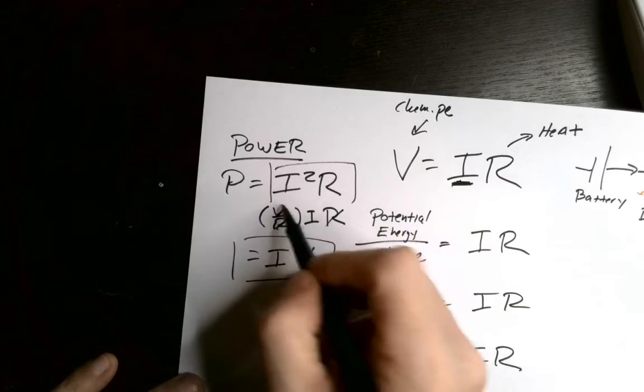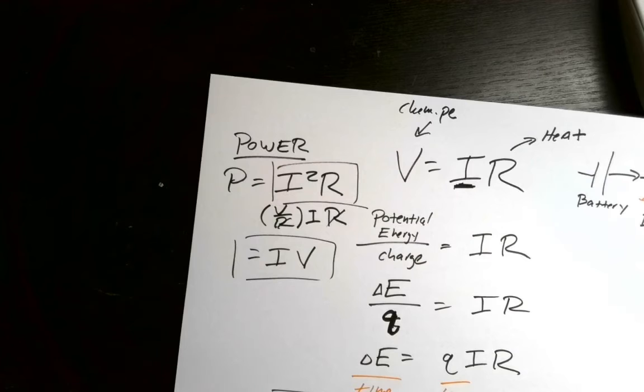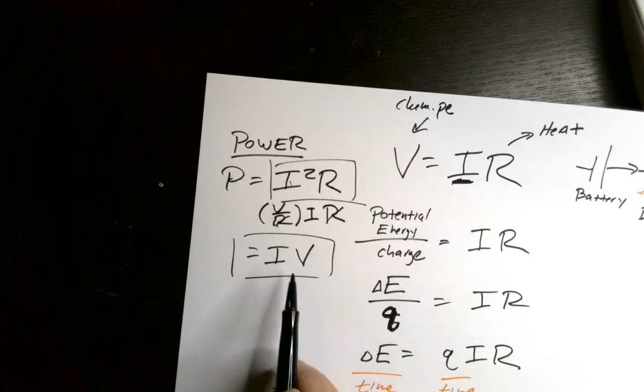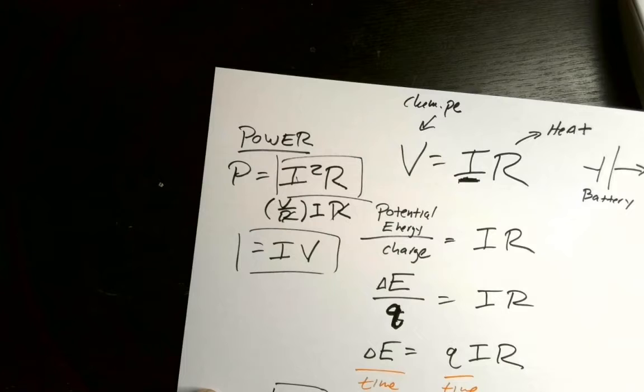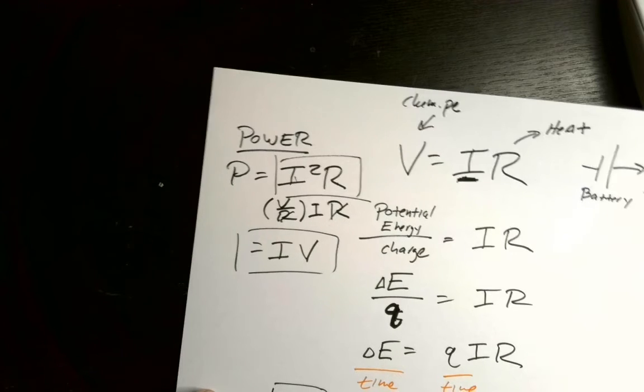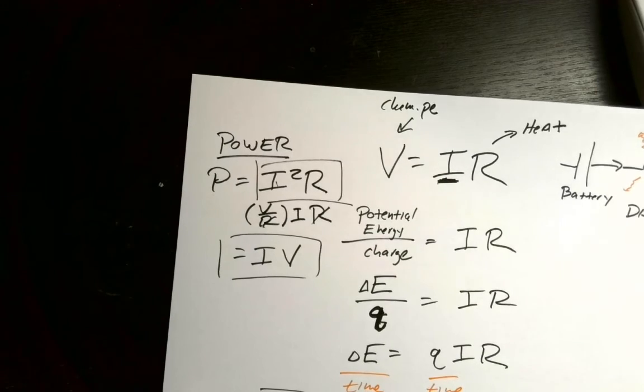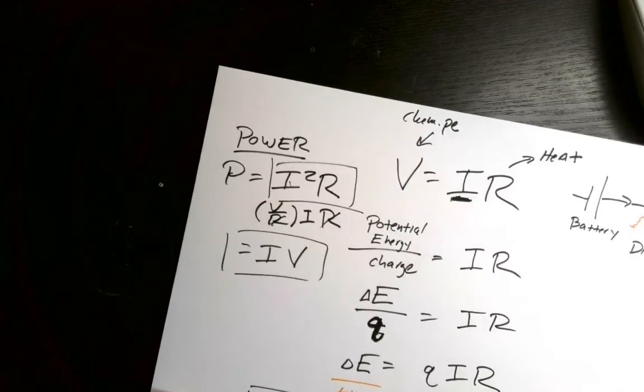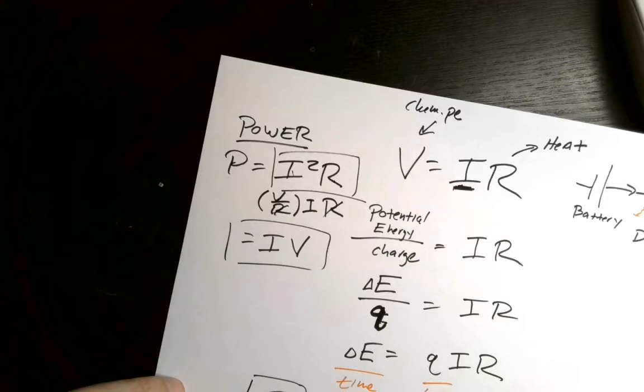So either of these formulas, I squared R or I times V, current times voltage, we can use to calculate the power dissipated by an electrical circuit, if we know the current and the resistance, or we know the current and the voltage. These are just simple, straightforward formulas that you plug numbers into. There's nothing complicated about calculating the power in an electrical circuit. Is there anything else to even say about that?